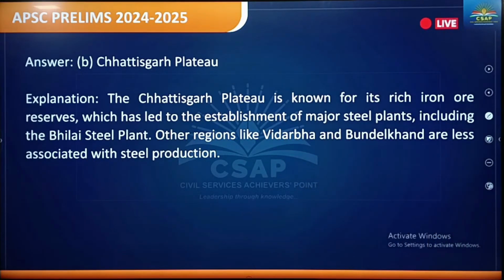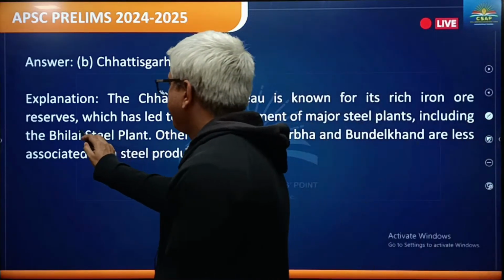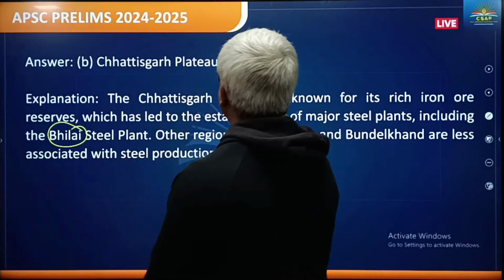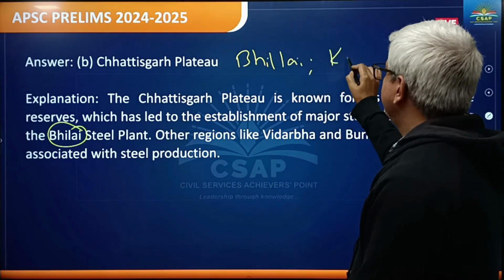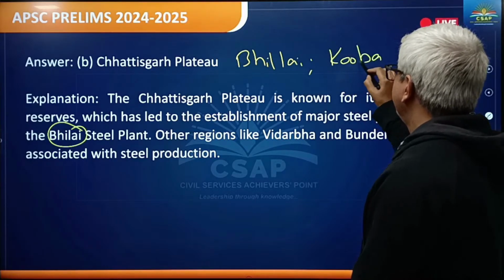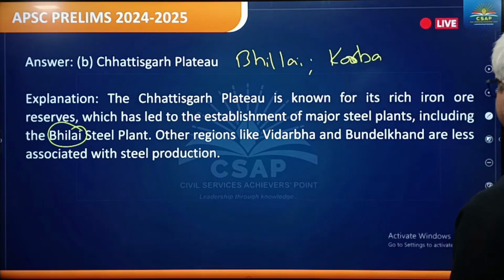So Chhattisgarh plateau is known for its rich iron ore reserves, which has led to the establishment of major steel plants, including the Bhilai steel plant. Fine, Bhilai is there. Then Korba, majorly.